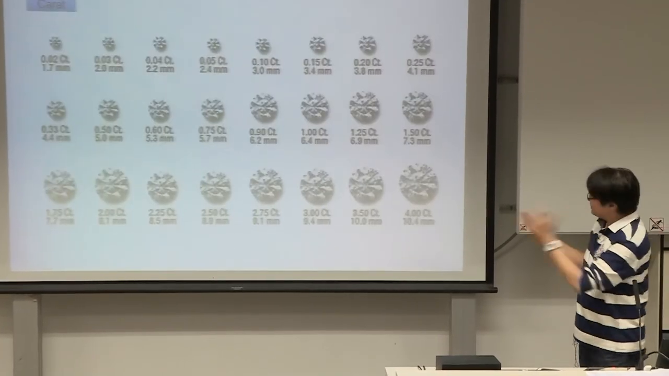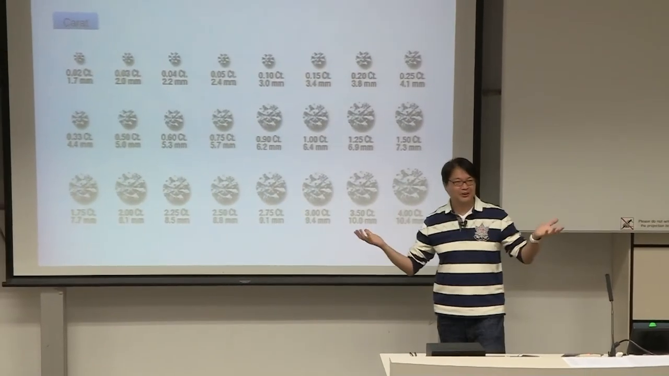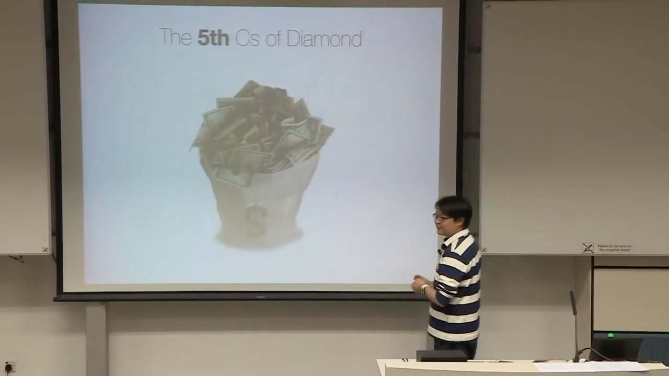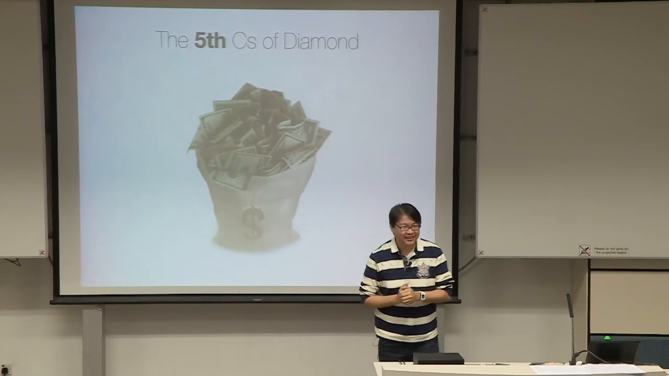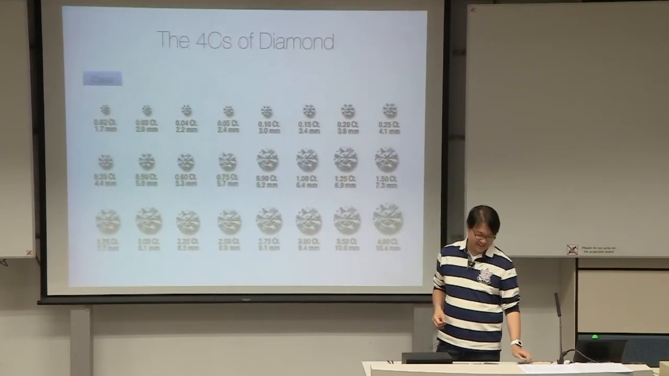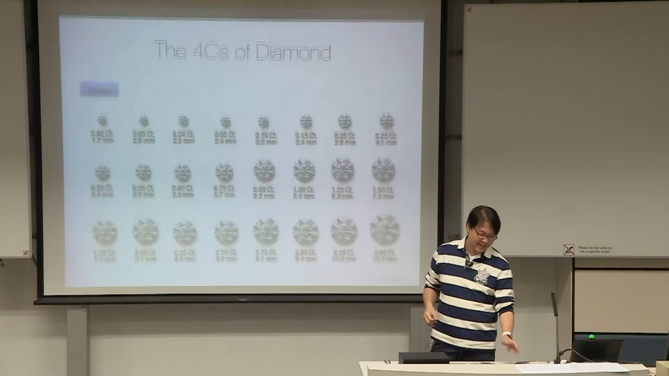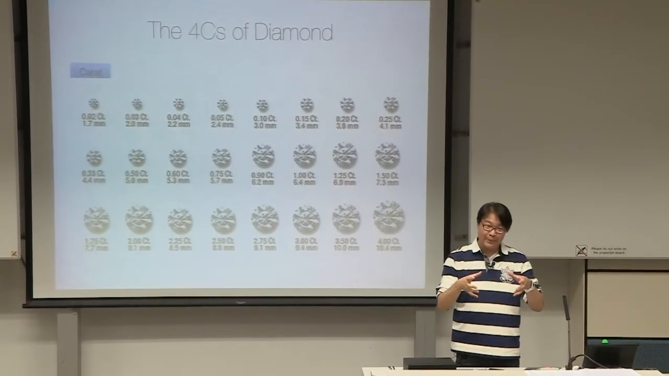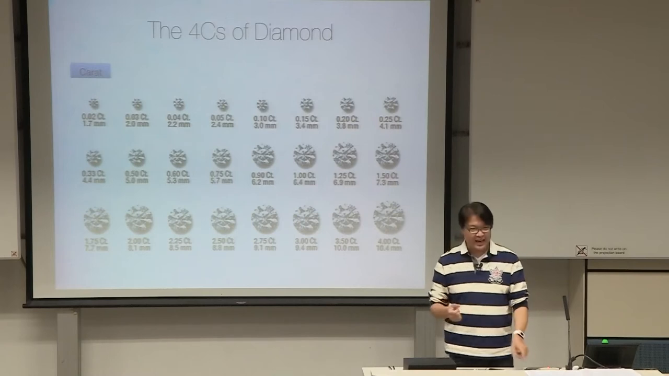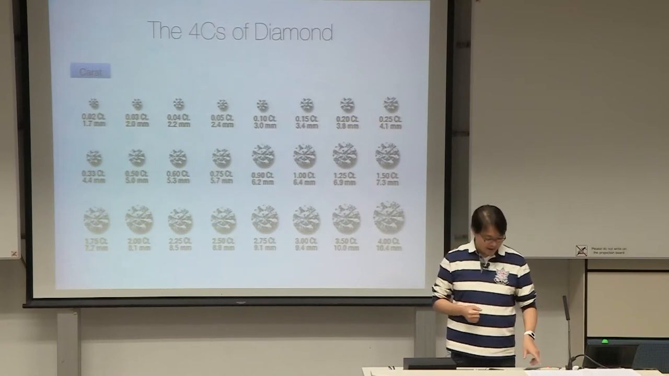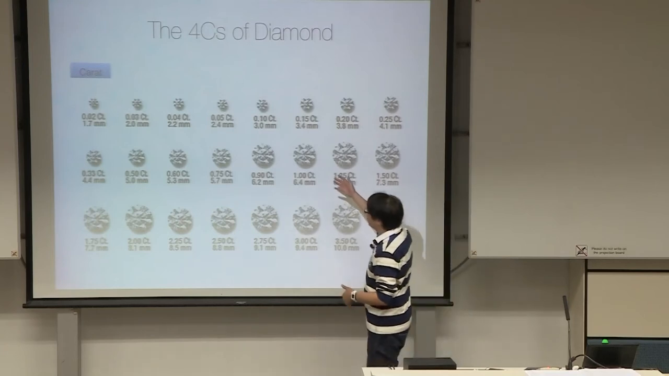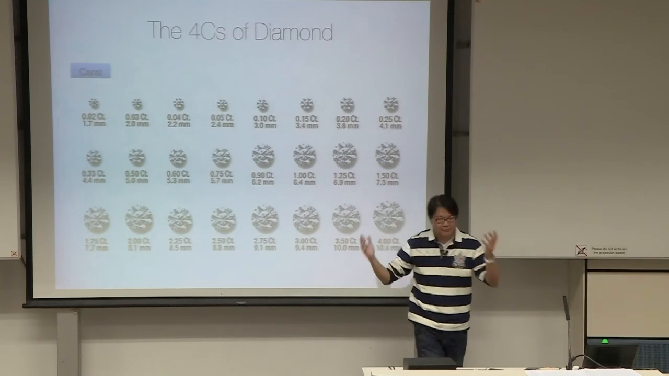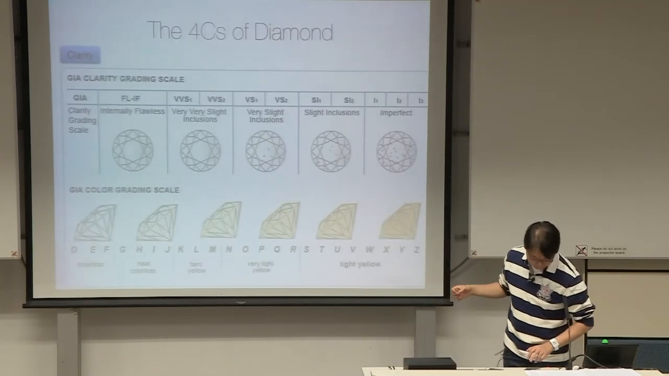Obviously, the fourth one is how big it is. We all know that. And then it ties with the fifth C of diamond, which is how much cash you have. How much cash you have dictates what you do, and this is how the product is categorized. How much money you have usually decides how big a diamond is bought. And normally we argue that every girl in her whole life should have at least a 1 carat. So yeah, that's something that we should talk about in university, right?